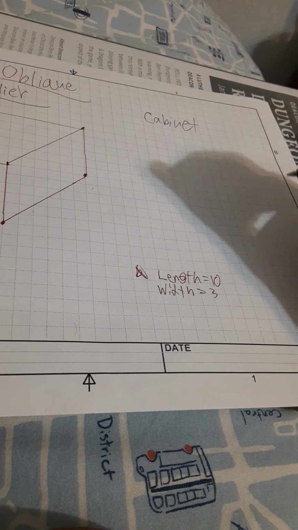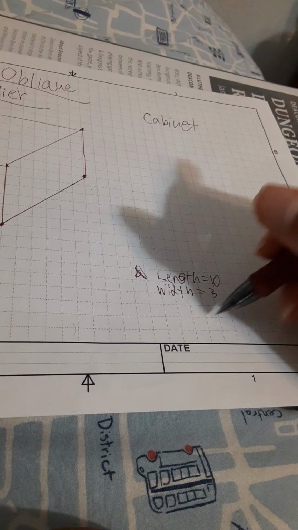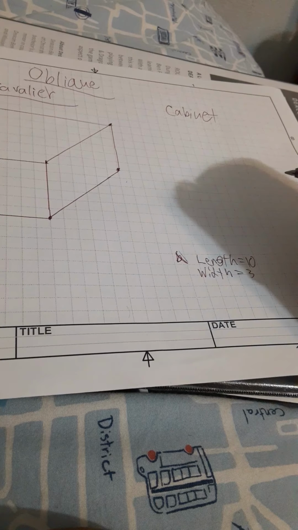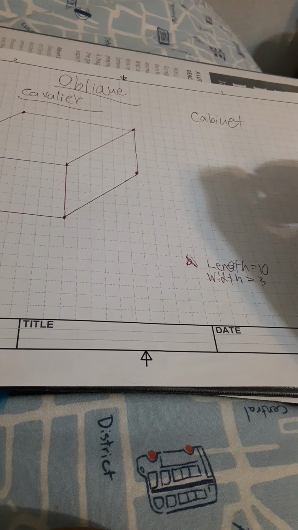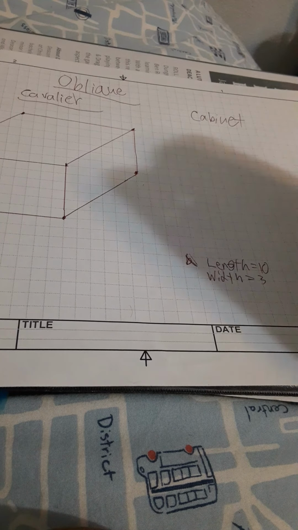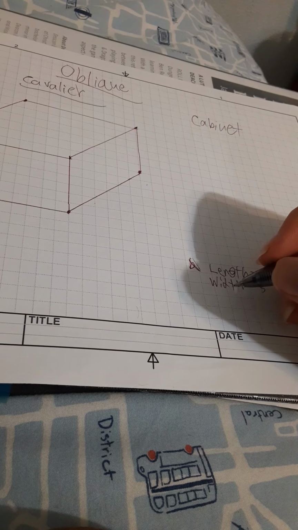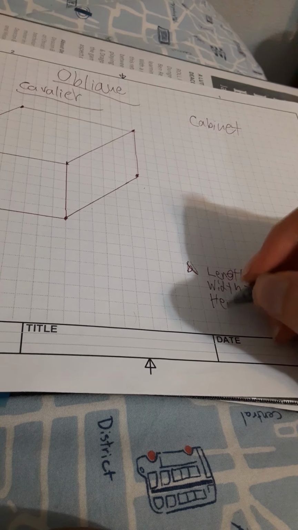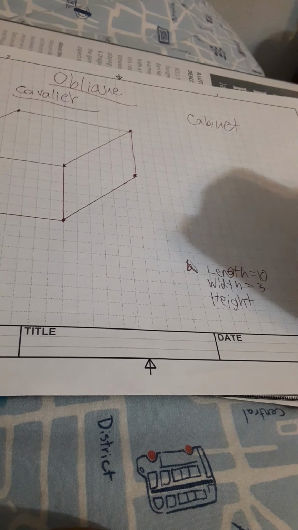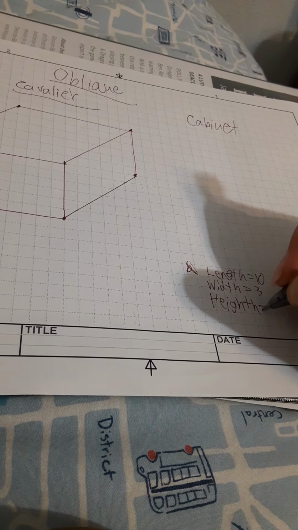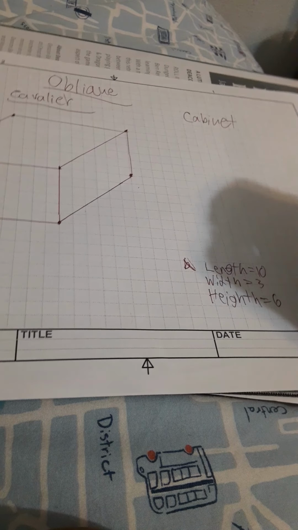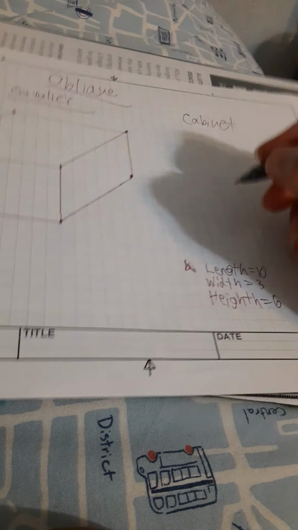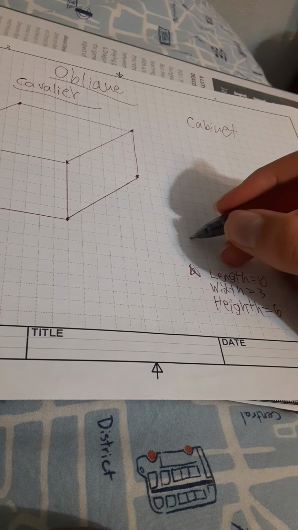Wait, never mind. That's 3. You're fine. All right. Oh yeah, and the height, like I said, is going to remain the same. So it's going to stay at 6. You all already know what 1 unit equals. So for the cabinet, gotta put it right here.